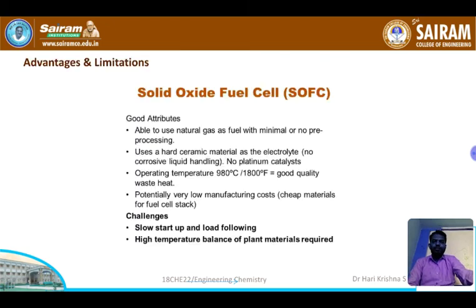Next, what are the advantages and limitations? It is able to use natural gas as fuel with minimal pre-processing. It uses a hard ceramic material as the electrolyte. The operating temperature is 980 degrees Celsius, or 1800 Fahrenheit, and it produces good quality waste heat. It has potentially very low manufacturing cost, and cheap materials for the fuel cell stack. So these are the advantages of solid oxide fuel cells.